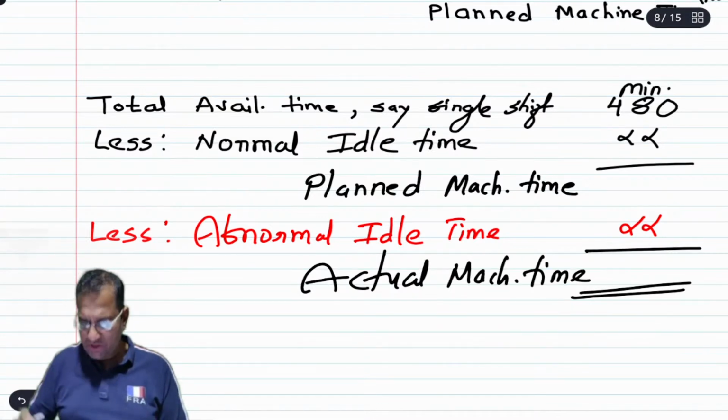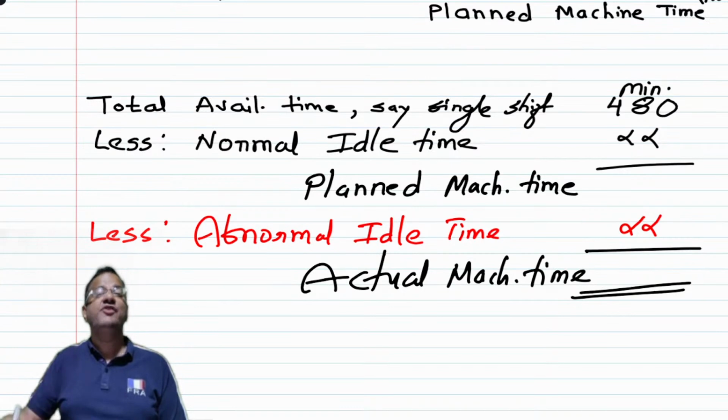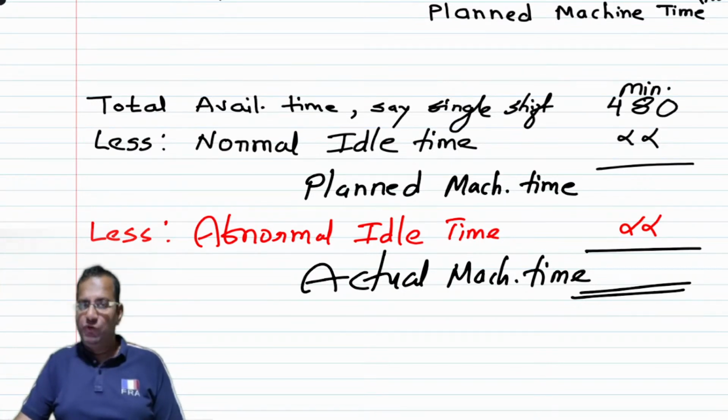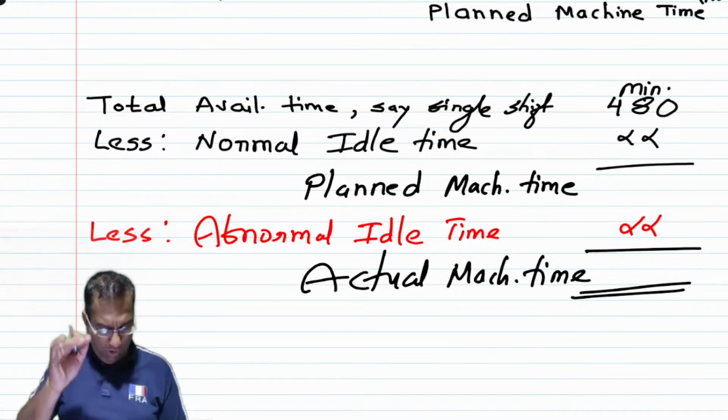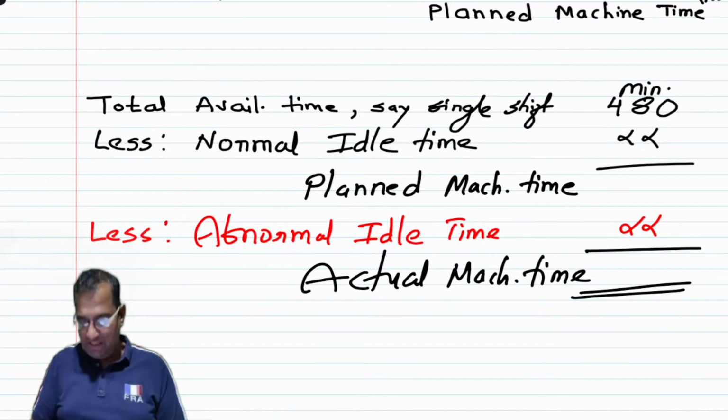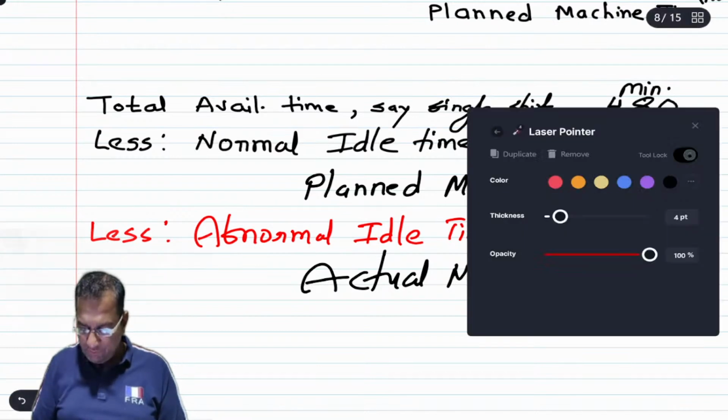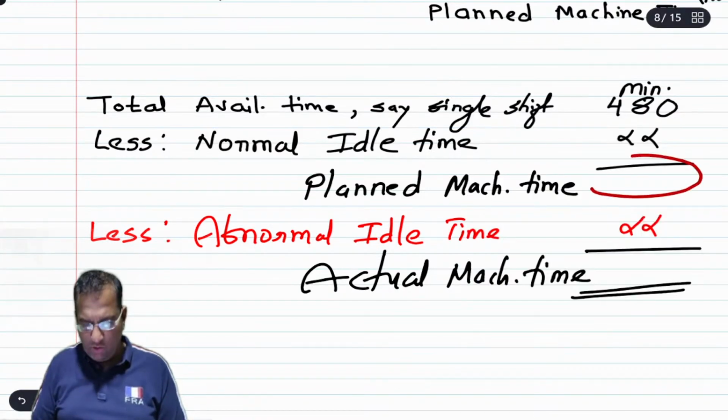If there are two shifts, then we will take 960 minutes, 480 for a single shift. So if there are two shifts working, then it will be 960. It totally depends on how many hours the organization is planned to work. Out of that time, we will deduct the normal idle time. We will get the planned machine time. This is the practical time which we can work in the organization.